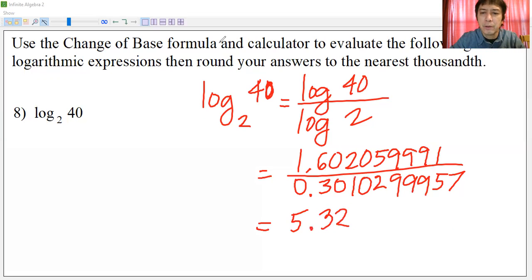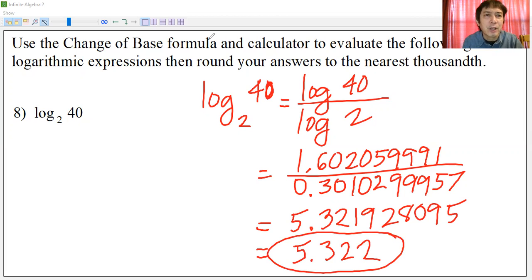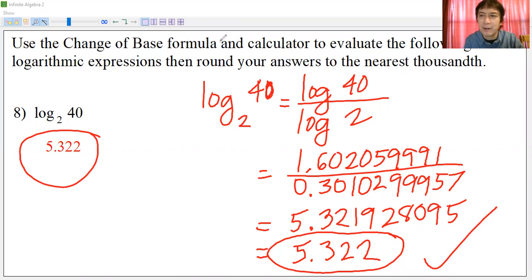So this will now be equivalent to 5.321928095. Rounded to the nearest thousand, this is 5.322. And that's it. Let's check. There is the answer over here. Okay, so this is the answer, and we're done with all the 8 examples.